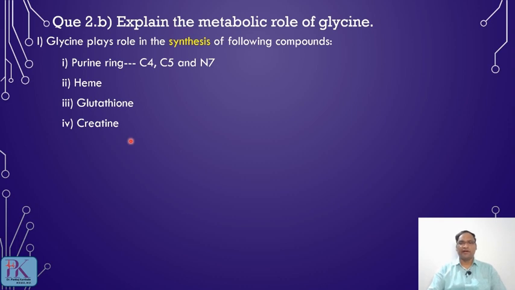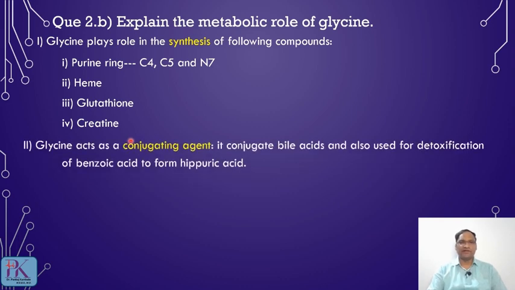Now, next role: it is a conjugating agent. Glycine is a conjugating agent. What does it conjugate? It conjugates bile acid, like deoxycholic acid. And you must have estimated hippuric acid in normal urine examination in practicals.